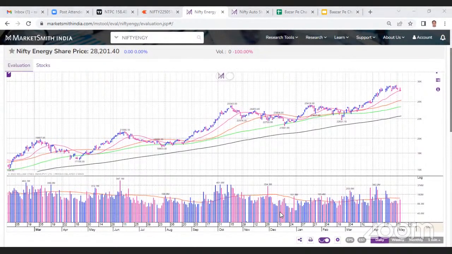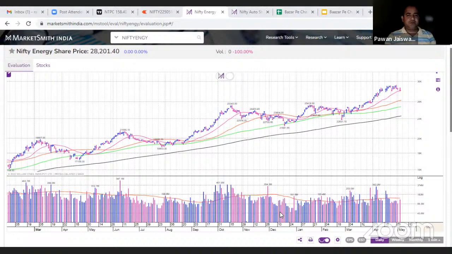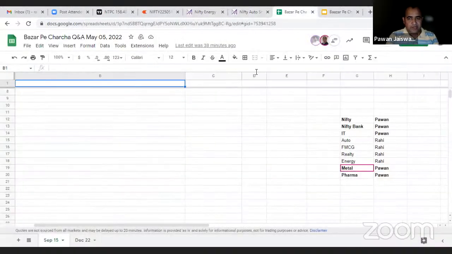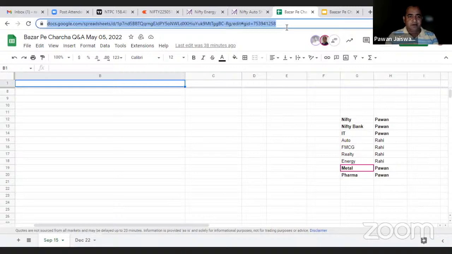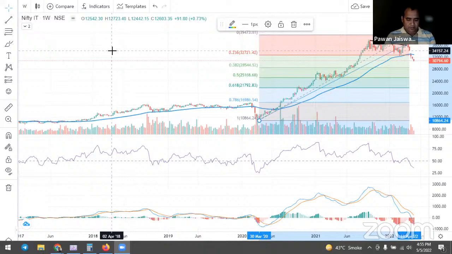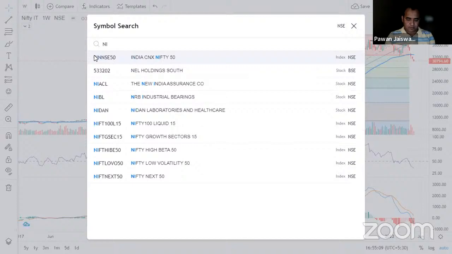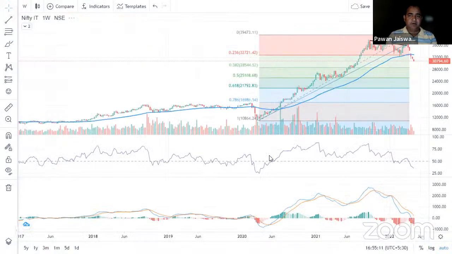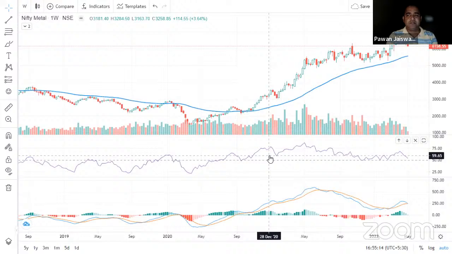So Nifty Metal, I think today it has closed around the 6,200 level, and after a very good rally in this metal index, there is now some correction happening. One minute, let me share the chart. Nifty Metal. So yes, it closed around 6,150 today.